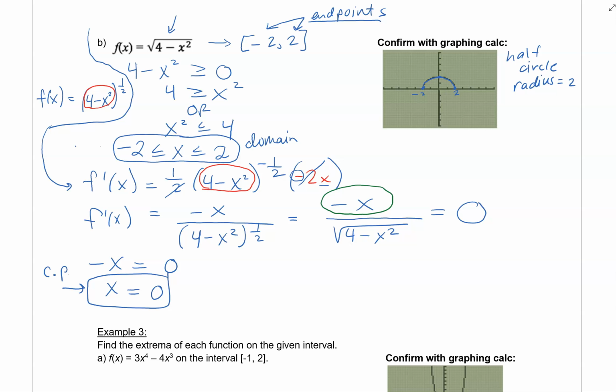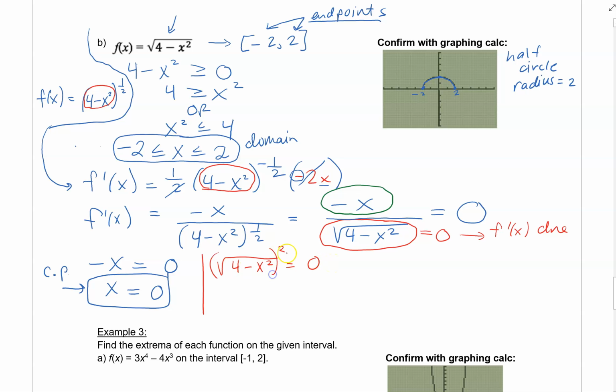But the other thing we have to pay attention to when we have a derivative that's a fraction is when the denominator is 0. Because if the denominator is equal to 0, then that makes the derivative undefined, which is also a critical point. So I'm also going to need to set the square root of 4 minus x squared equal to 0 to find when the derivative does not exist.